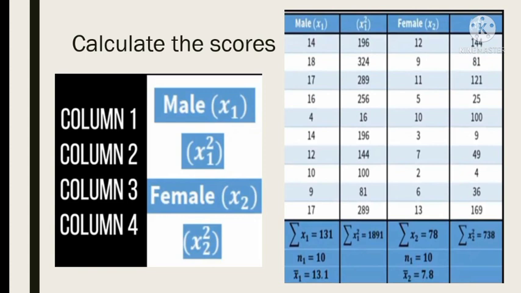Looking at column 4, this is done by squaring the x sub 2. So that is to say x squared sub 2. For example, 12 squared equals 144, then 9 squared equals 81, and so on and so forth. At the end, we're going to arrive at the summation of x squared sub 2, which equals 738.